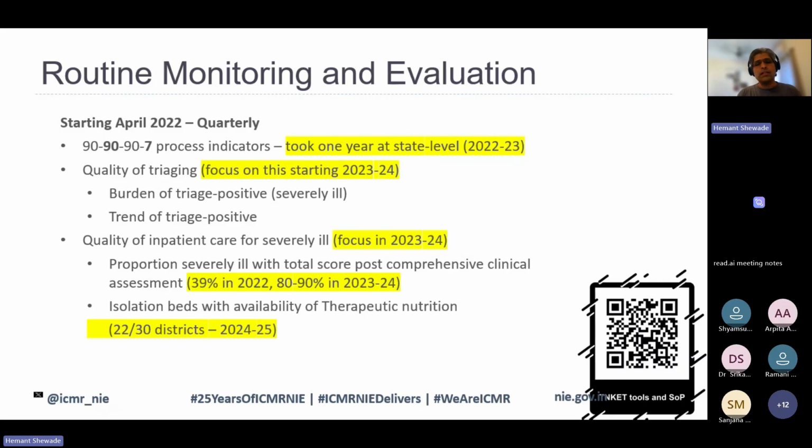We also tracked one input indicator. With respect to the 600 to 900 beds that were earmarked at the beginning, we wanted to know how many of these are isolation beds, along with availability of therapeutic nutrition, because half of those who were severely ill had very severe undernutrition. And this indicator took time. By 2025, out of 30 districts, 22 districts had at least one health facility, either the district headquarter hospital or the medical college, that had isolation TB beds along with availability of therapeutic nutrition.